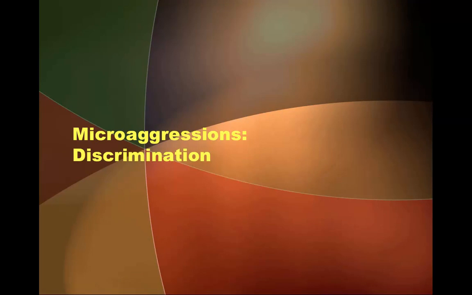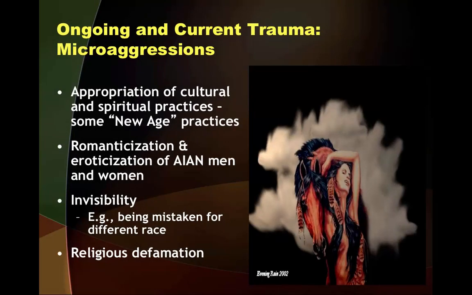So let's look a little bit at microaggressions and discrimination that continue to impact the lives of Native American communities and contemporary issues related to them. Some of these are examples of microaggressions that we might not commonly think of that continue to impact Native American communities and exacerbate trauma. Some say that misappropriation or appropriation of cultural and spiritual practice in the New Age movement is an example of that, as well as a romanticization and eroticization of American Indian men and women.